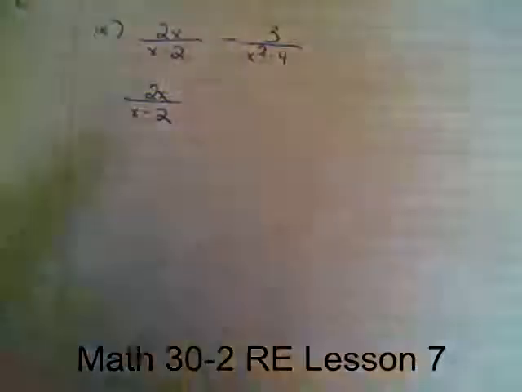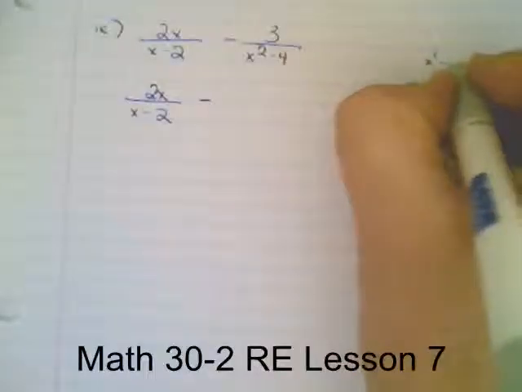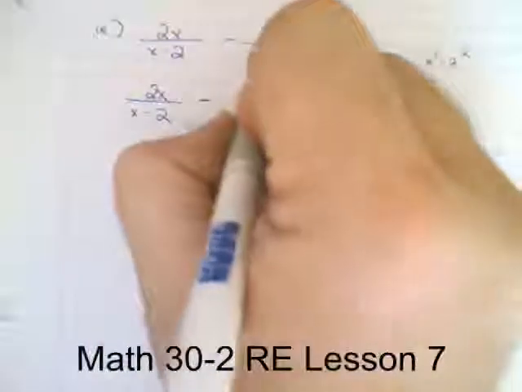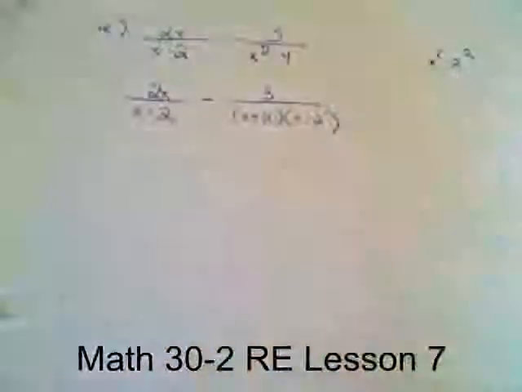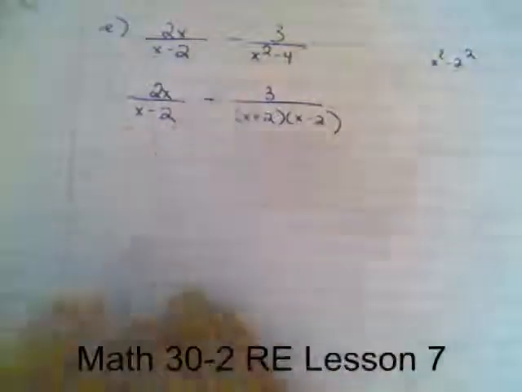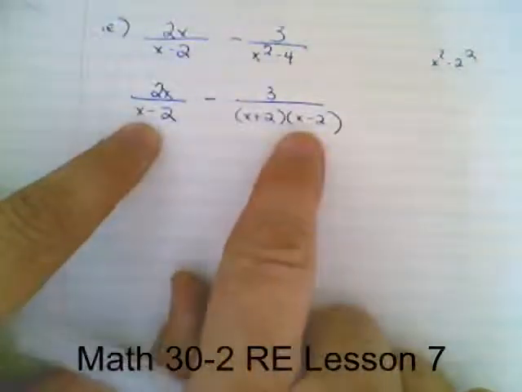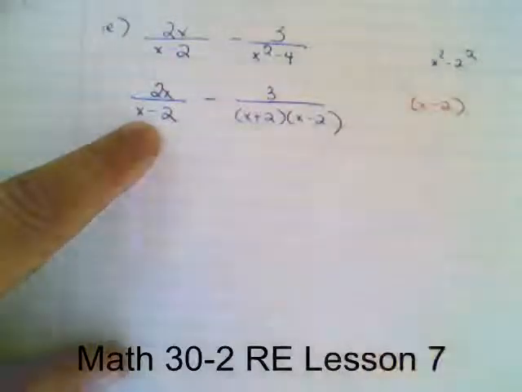I've got the 2 and the 3 out in front. I need a common denominator between 2 and 3. So I look for the lowest common multiple of 2 and 3. The lowest common multiple is 6, so that's going to go there. Then I look here and I see an x plus 2. There's 1 x plus 2 here, 1 x plus 2 here. So since there's 1 in each case, I'm going to use 1. I need an x plus 2 in each case.